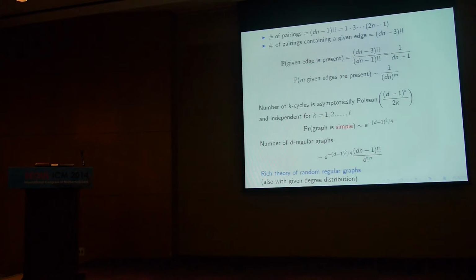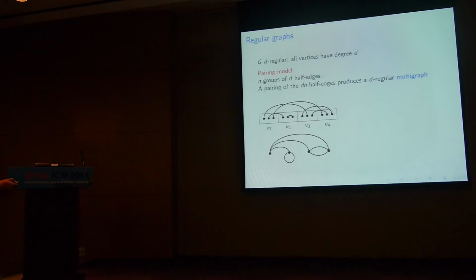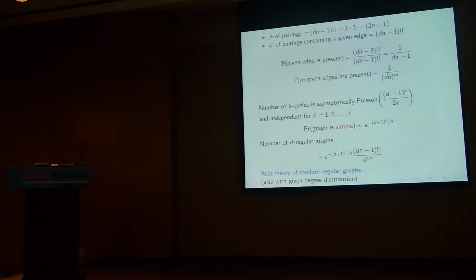So immediately you can compute the probability that the graph is simple. Because the probability that the graph is simple is that there are no 1-cycles that correspond to the loops, and no 2-cycles that correspond to the double edges. And you just take the product of these two Poisson probabilities, you add the exponent, and you end up with this number, which is quite remarkable.